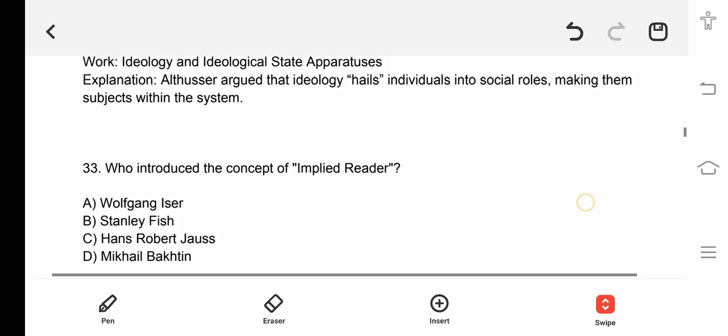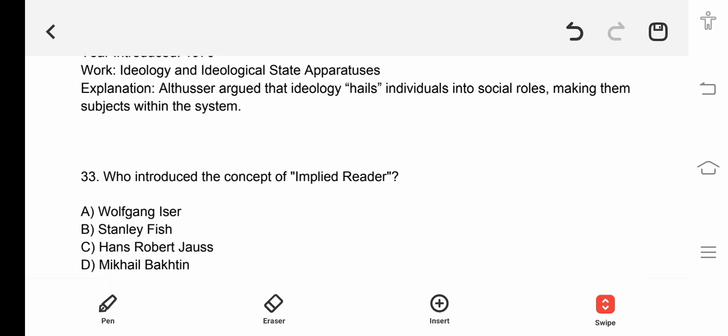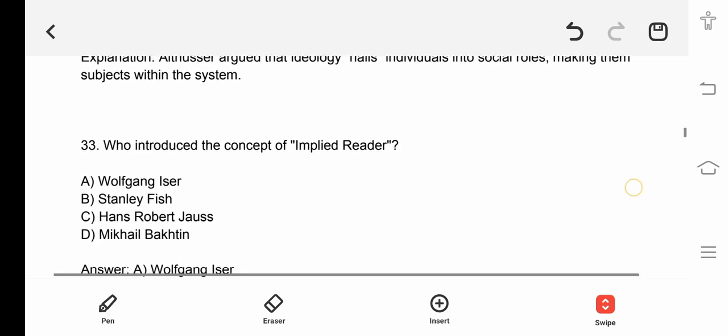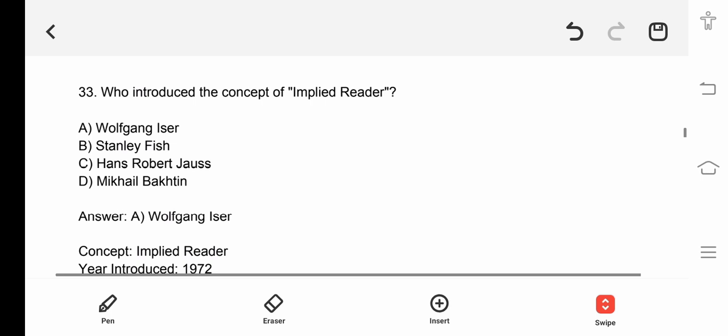Question number 33. Who introduced the concept of implied reader? Implied reader, this concept was given by whom? This question is asking who was the writer who gave this concept. Options you have: Wolfgang Iser, Stanley Fish, Hans Robert Jauss or Mikhail Bakhtin. Who could be the writer? Any guesses? Okay, let's see the answer. So the correct answer is Wolfgang Iser.